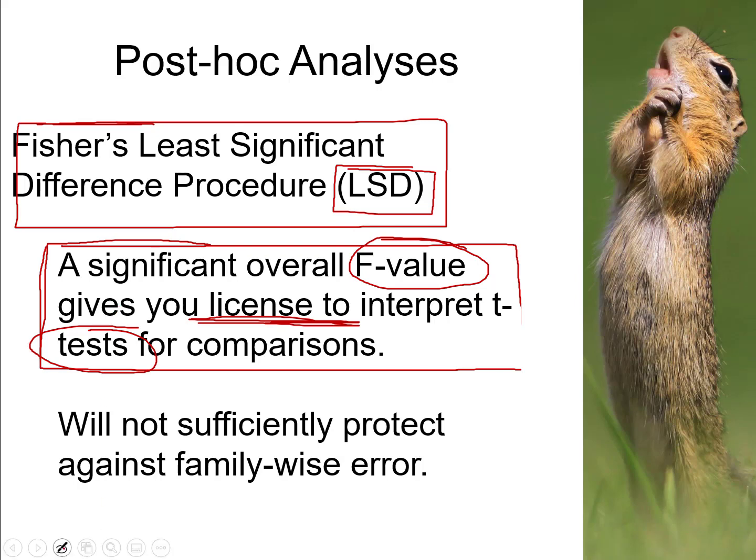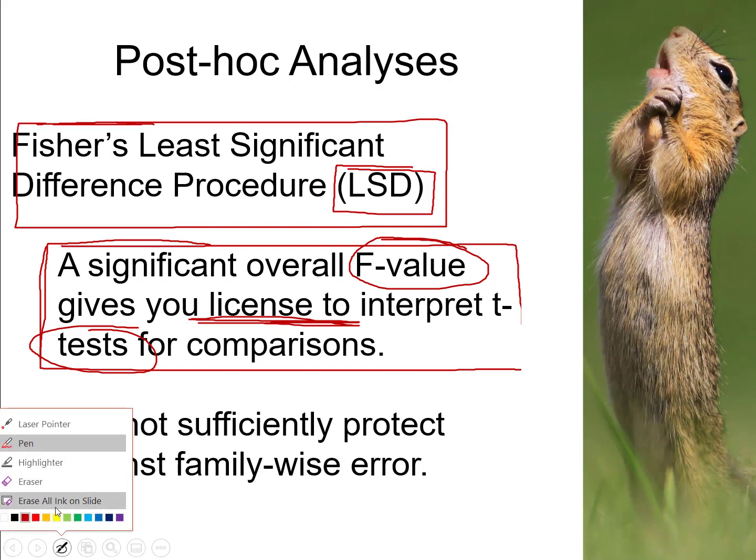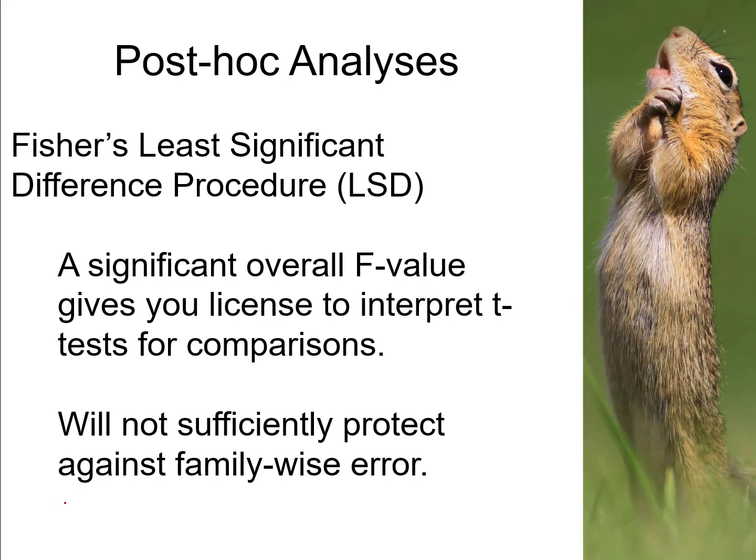So the basic idea is that we first do that omnibus F test. If it's significant, that gives us a license to do all the simple comparisons we want to do and to do a whole bunch of t-tests for each one of those simple comparisons. And if our F value is not significant, then we don't have the license to proceed and we don't do any further testing. We don't look at any of those simple effects if our overall F value is not significant.